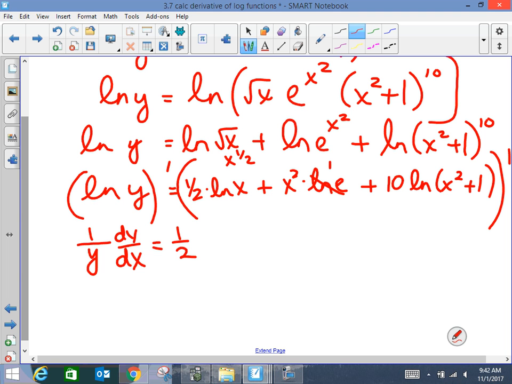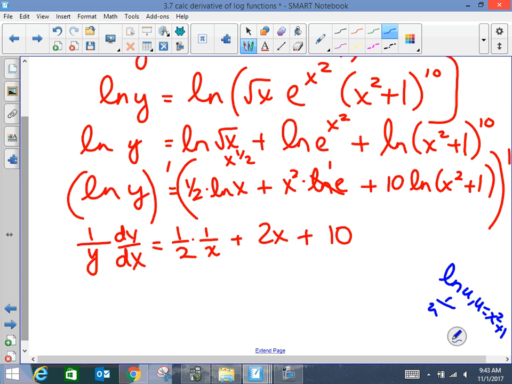What's the derivative of ln x? 1 over x. Okay. What's the derivative of x squared? 10 is a constant multiple. We're going to have to use the chain rule: ln of u, where u is x squared plus 1, 1 over u, times 2x.